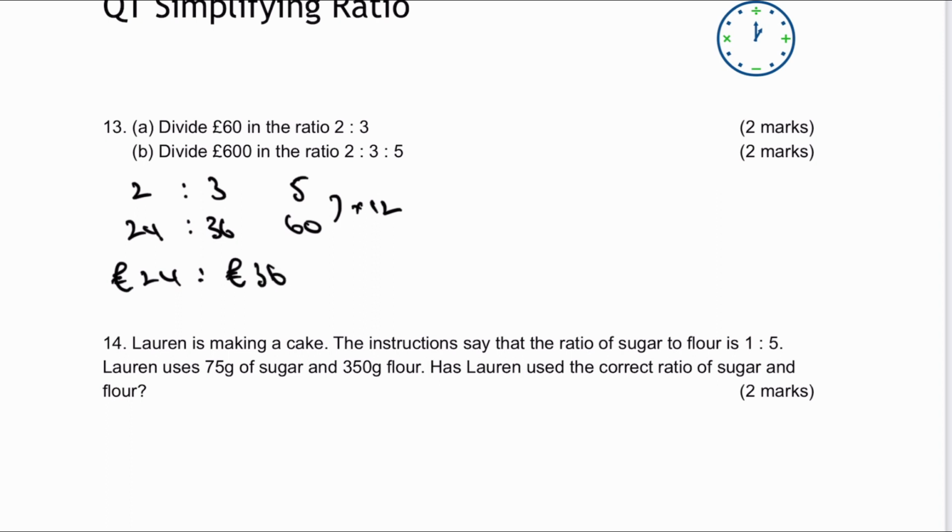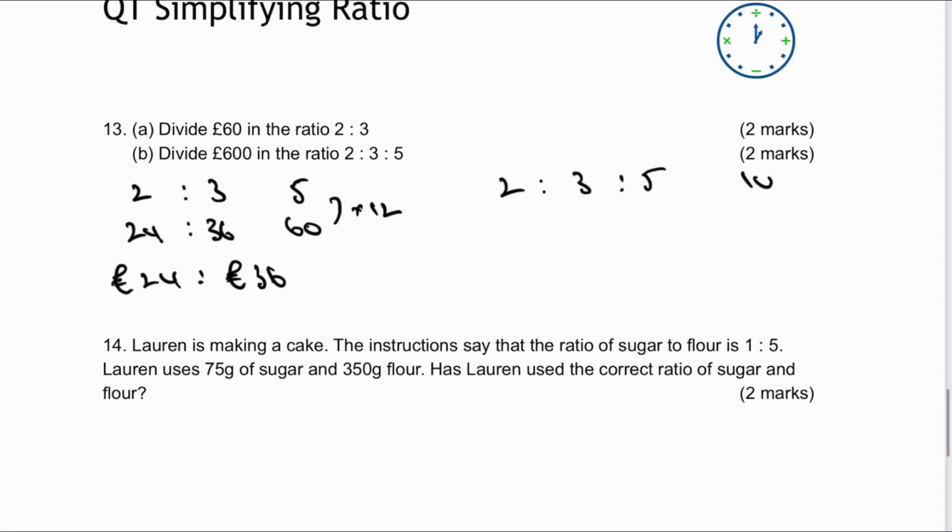Okay, let's use exactly the same principle then with part B. I've got 2 to 3 to 5. Okay, well, if that was actually then £10, it would mean that somebody got £2, somebody got £3, and somebody got £5. However, it's not £10, it's actually £600, which is 60 times bigger, because 60 times 10 is 600.